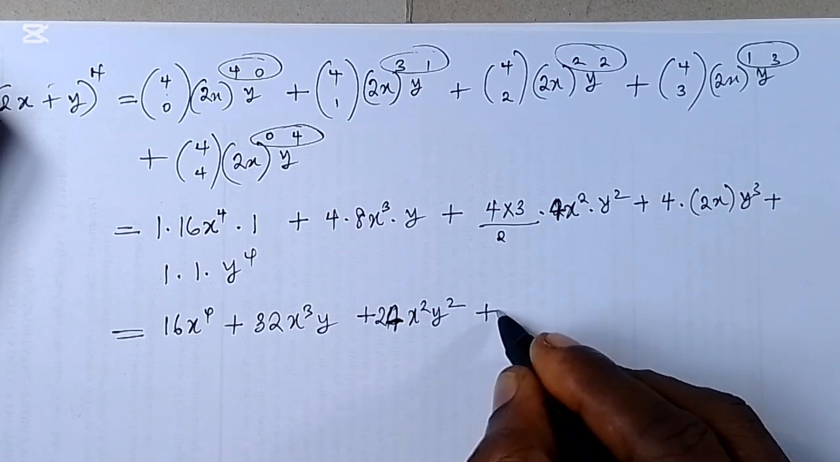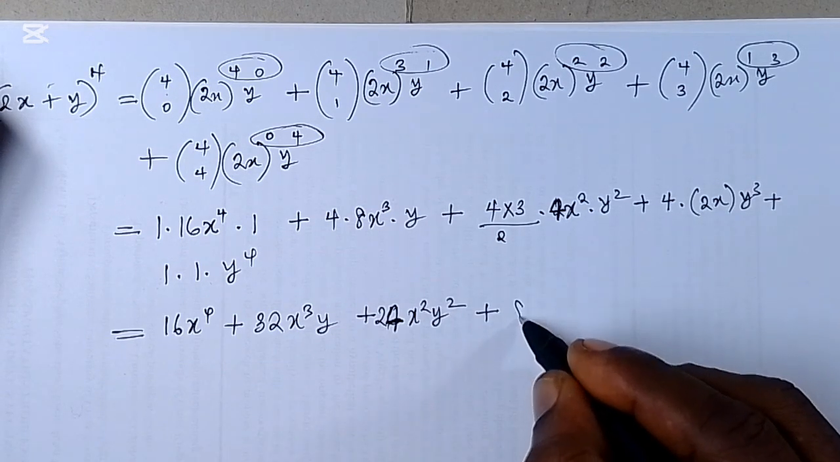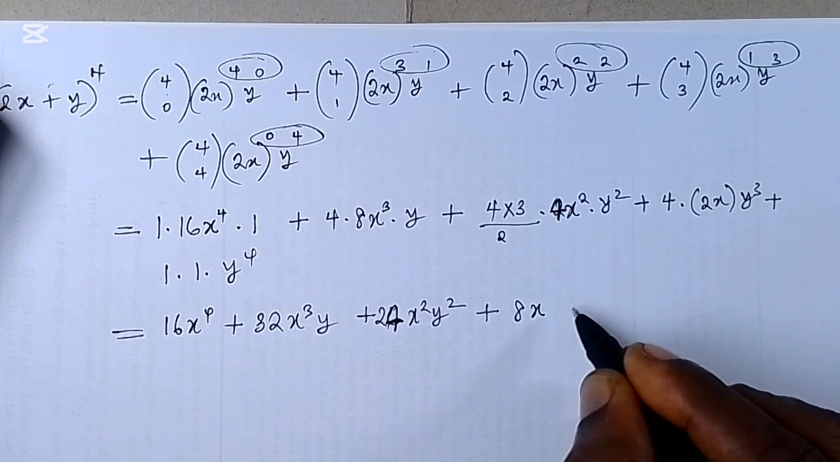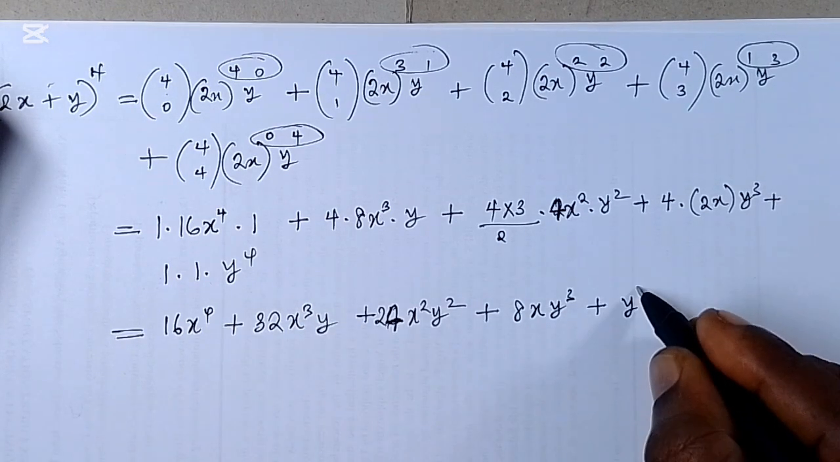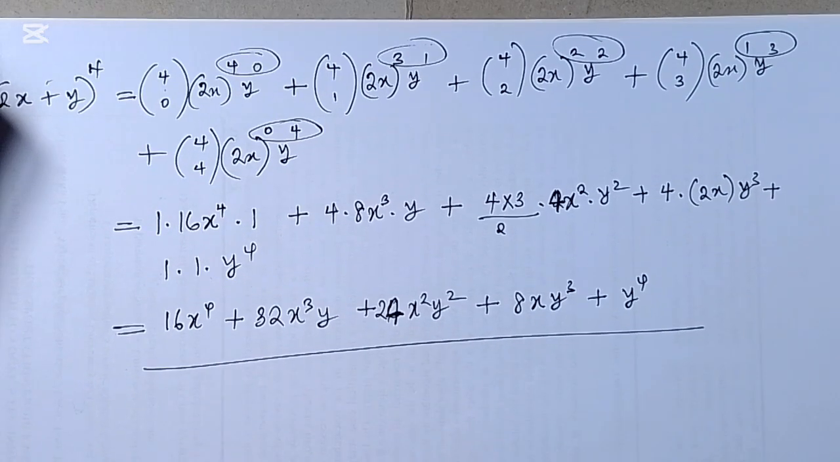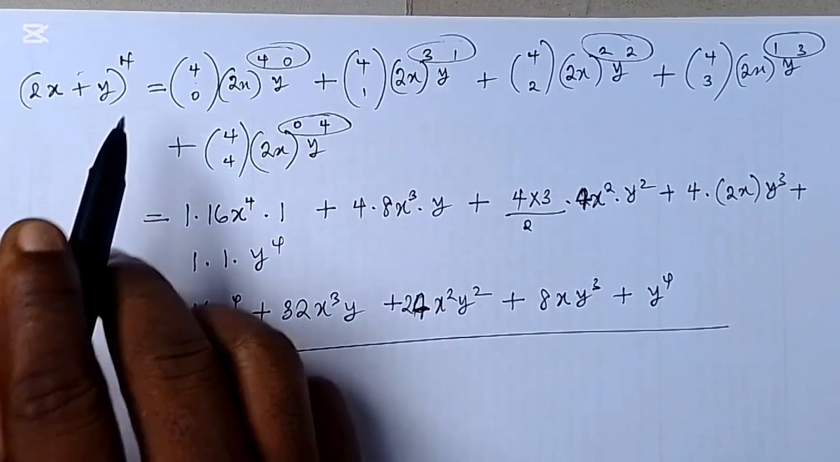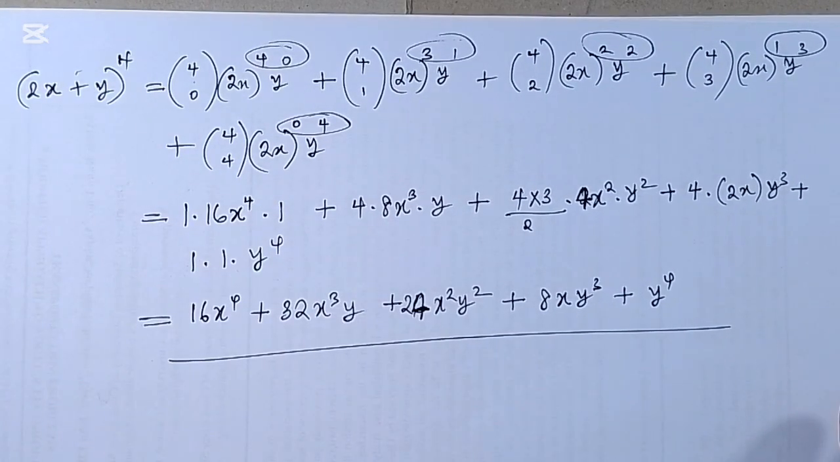Now let's go over to the next one. 4 times 2 is 8, so I'm going to bring my 8 here. Then x times y cubed. Then the last will be 1 times y raised to power 4, which is y raised to power 4. So this gives you the expansion for 2x plus y raised to power 4 using binomial expansion.